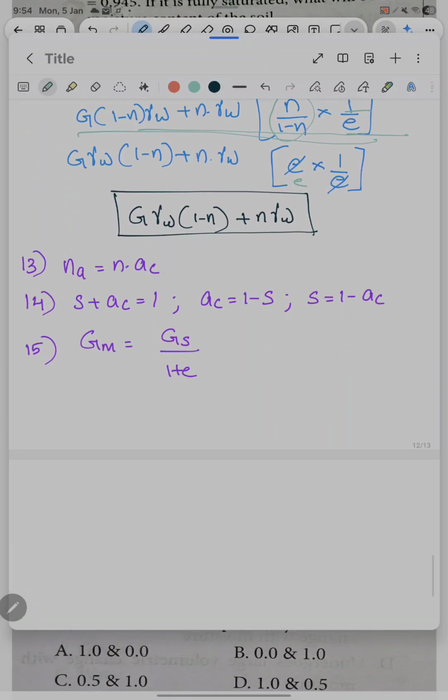Okay, the next equation is NA is equal to NAC. Then next, S plus AC is equal to 1. So we can find out S as S is equal to 1 minus AC, or AC is equal to 1 minus S. Then next, the last equation, mass specific gravity in terms of true specific gravity and void ratio: GM is equal to GS by 1 plus E. Okay, so we covered almost all equations. So let's start with our problems, questions.